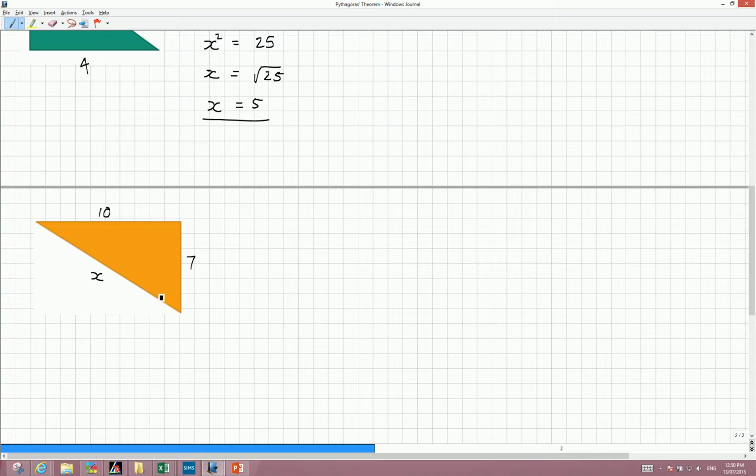How do we start these problems again? We always start with Pythagoras' theorem. C squared equals A squared plus B squared. Okay, so don't forget, C is the hypotenuse, the longest side, the one opposite the right angle. Okay, so that's going to be X in this case. And A squared and B squared are just the other two sides. It doesn't matter too much which way you pick for these.